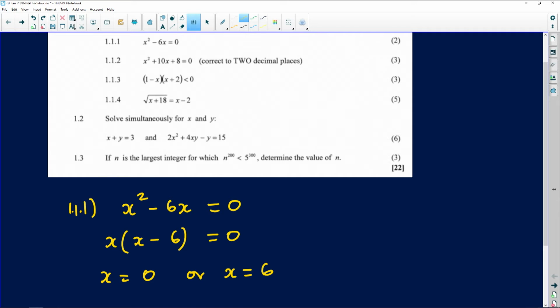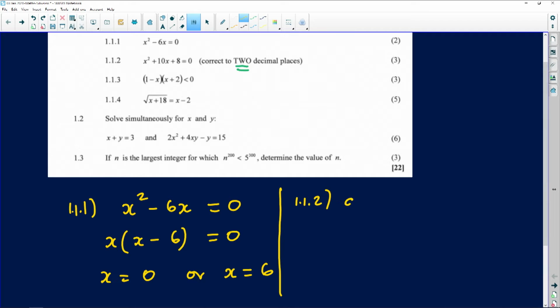Now, in 1.1.2, I want to highlight something very important about that question. Again, we're still trying to solve for x. There's an important instruction that the examiner put just next to the question, where they say you need to leave your answer correct to 2 decimal places. This is kind of like a giveaway. It tells you that your solution can't be solved by just simple factorization, which means what you need to do is use the quadratic formula.